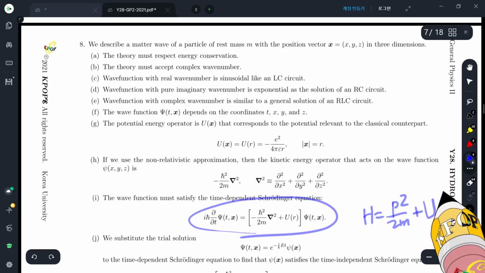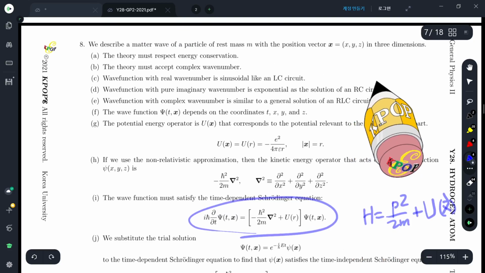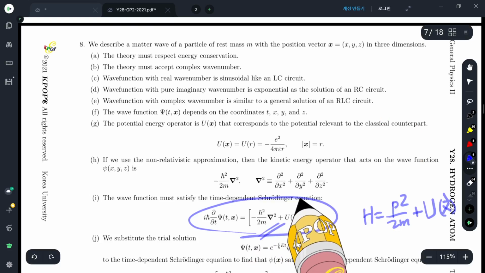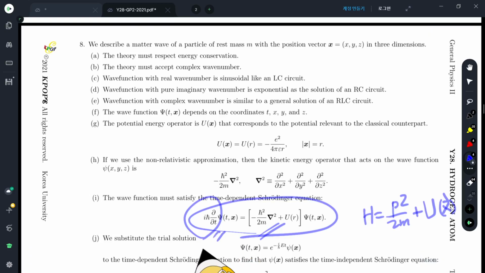X vector. The second theory must accept complex wave number. On the right hand side we have the double derivative with respect to the coordinates, but on the left hand side, to find out the Hamiltonian, that is the total mechanical energy, we had to take the single derivative. So it's naturally the complex number.